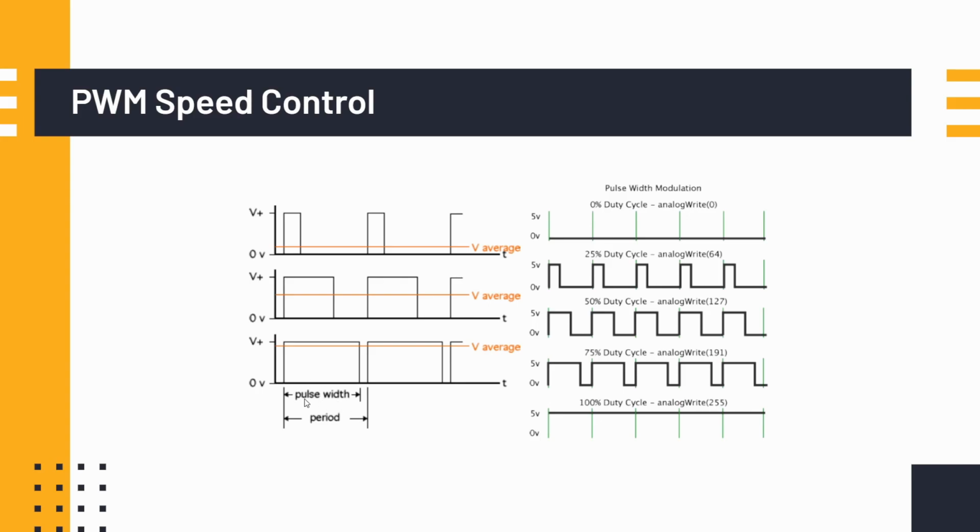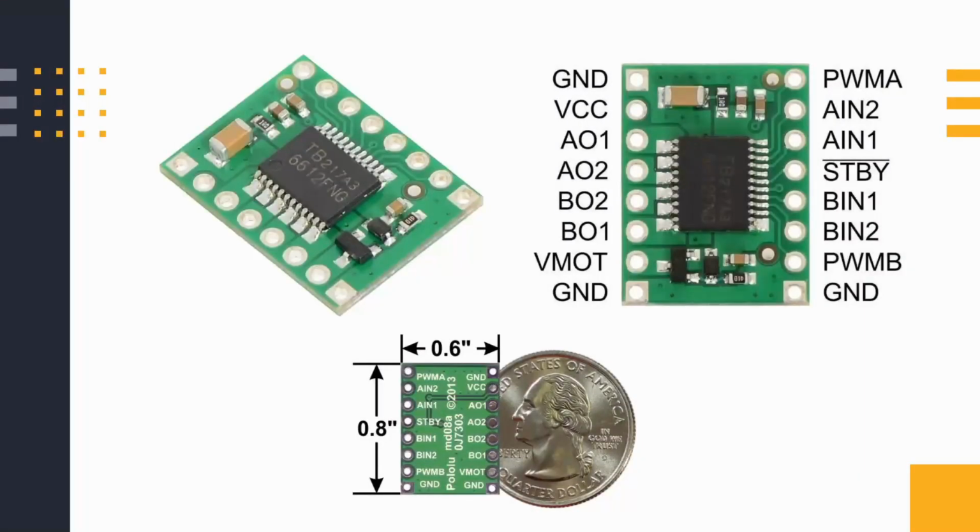And you can see here how it's described. This is your period before you send out your next PWM wave, and this is your pulse width to manage how much power you're sending out to your motor to control how fast it goes. Okay, so this is the motor driver we're going to be using.